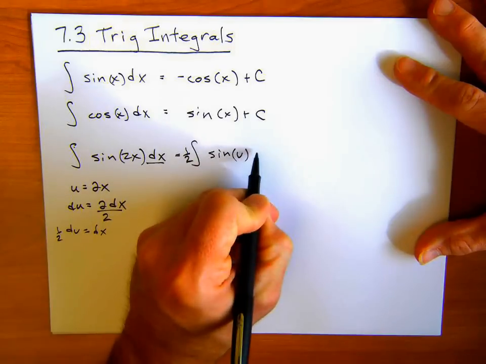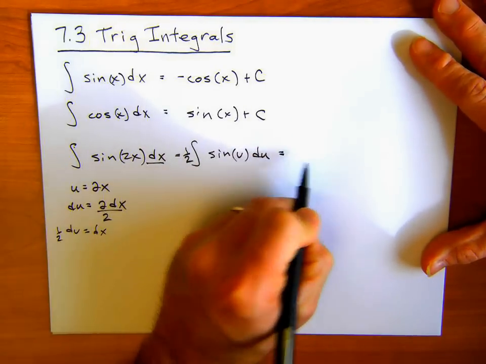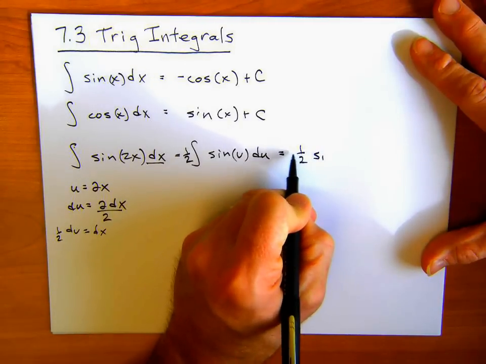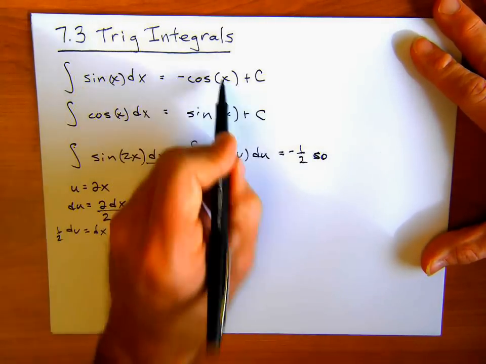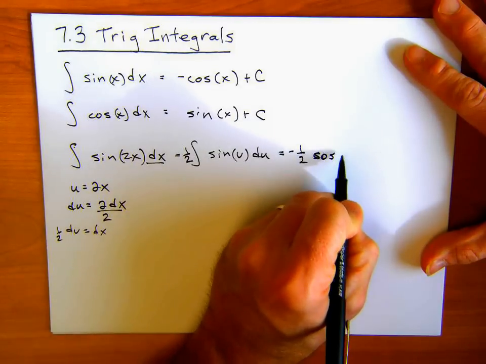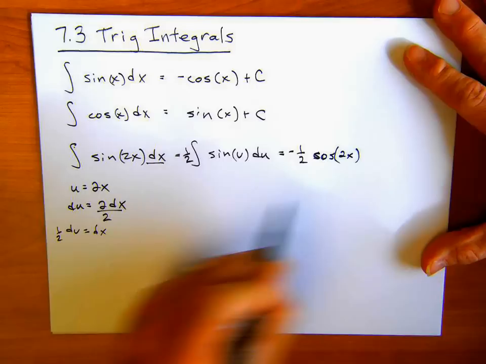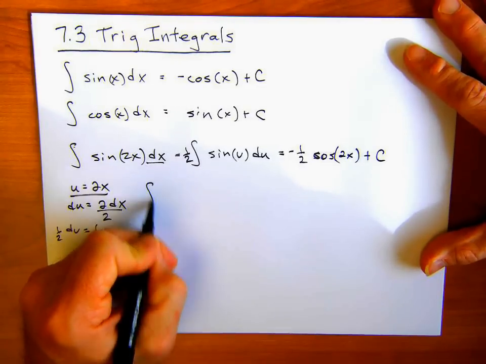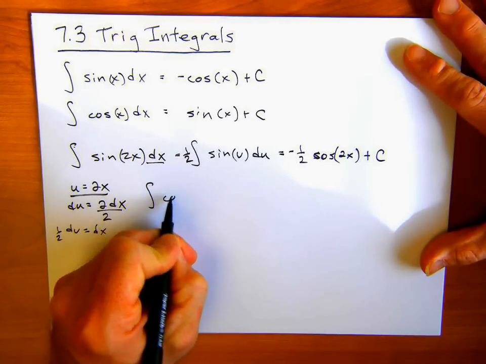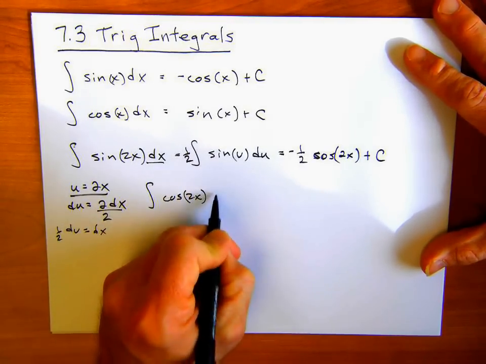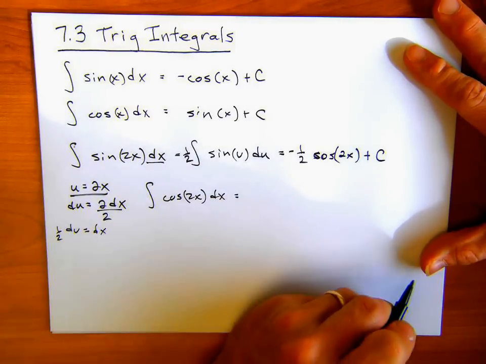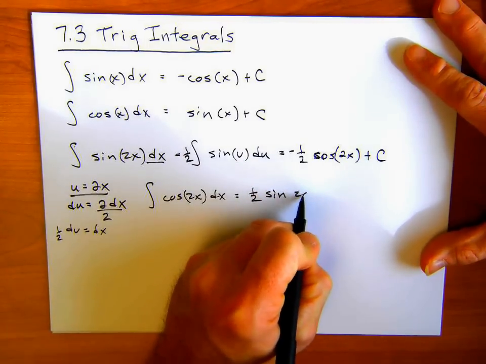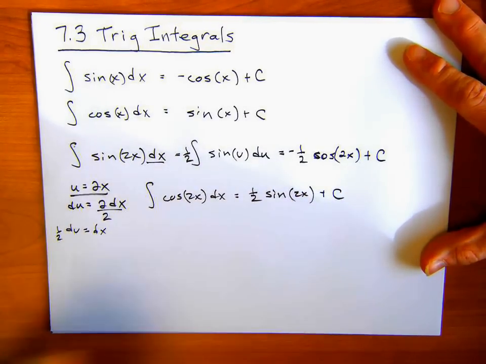So we replace this with 1/2 du. The 1/2 comes out, and we just end up with 1/2 times the antiderivative, so negative cosine. We already know that from up here: the antiderivative of sine is negative cosine. And then we put our u back, plus c. Likewise, if I wanted to take the antiderivative of cosine of 2x, we could go through this same process, and we would end up with 1/2 sine of 2x plus c.